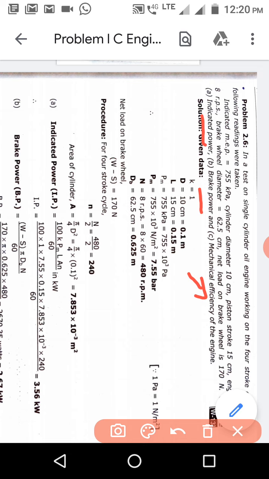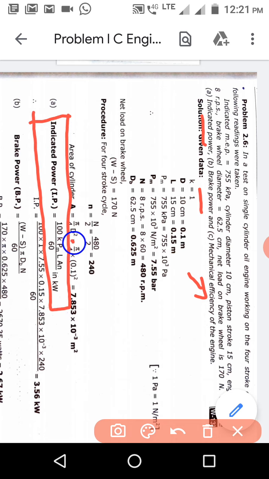So we will check with the help of the formula for indicated power what things are given in the problem. This is the formula for indicated power. Here K is given. K is nothing but the number of cylinders. Mean effective pressure is given. Stroke length L is also given, that is, the piston stroke is 15 centimeters.